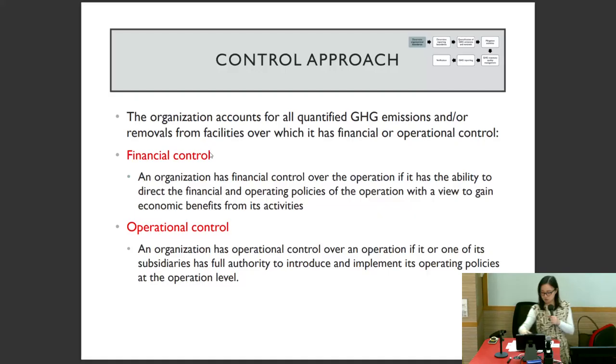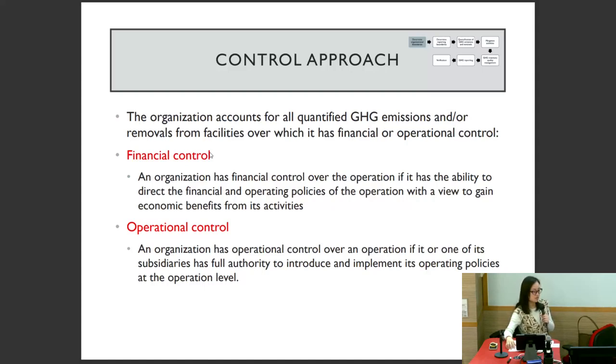If you wholly own a facility, then definitely you have financial control. Or maybe a group company or subsidiary company, belonging to the parent company, then you also have financial control. Or maybe you govern the financial policy of a joint venture under a contract, then you also have financial control.